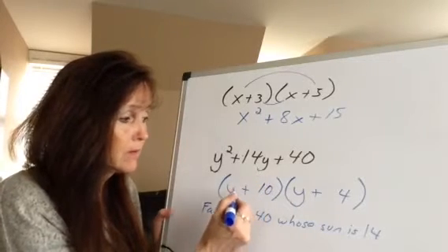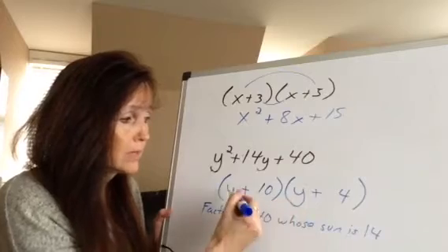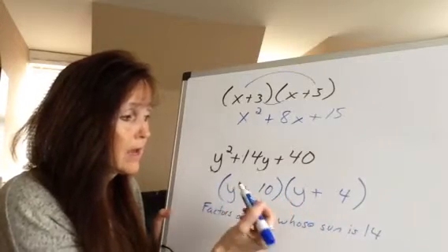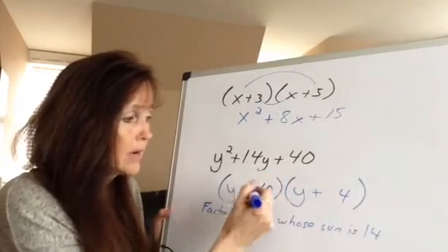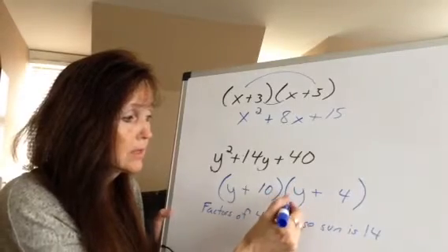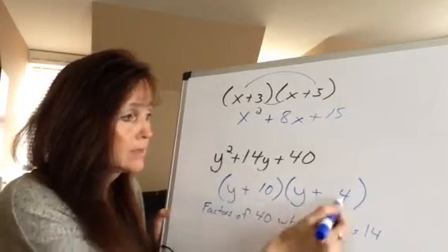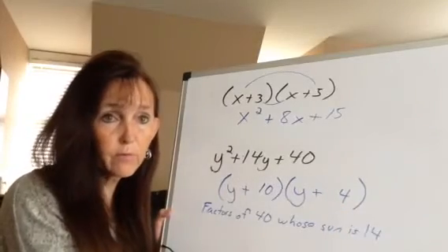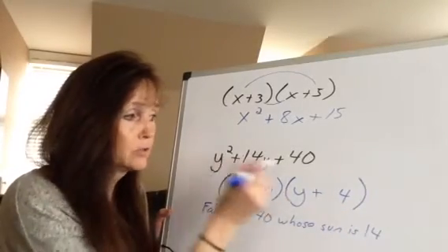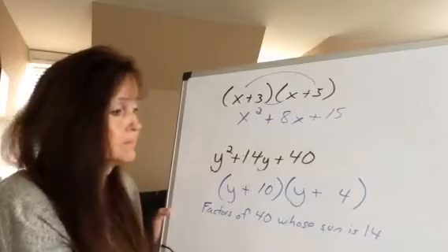Double check yourself. First, y squared. Outer is 4y. Inner is 10y. 4y and 10y give you 14y, and then 10 times 4 give you 40. If you FOIL it, it should come back to your trinomial.